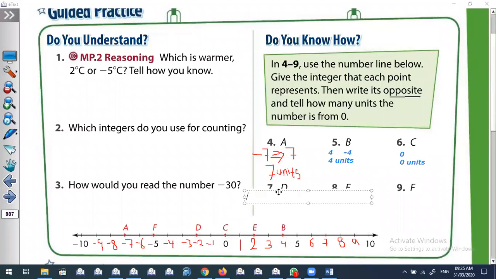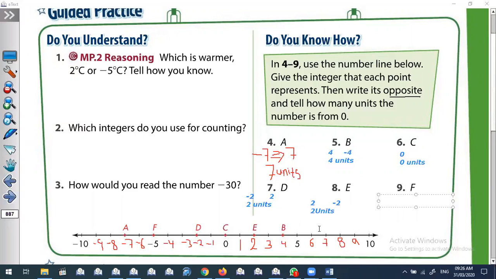D. Letter D is negative 2. What is the opposite of negative 2? The opposite of negative 2 is 2. What about the distance from negative 2 to 0? It's 2 units. Yes, 2 units. The same number. E. Letter E is 2. What is the opposite of 2? The opposite of 2 is negative 2. What about the distance from 2 to 0? It's 2 units. The distance from 2 to 0 is 2 units.